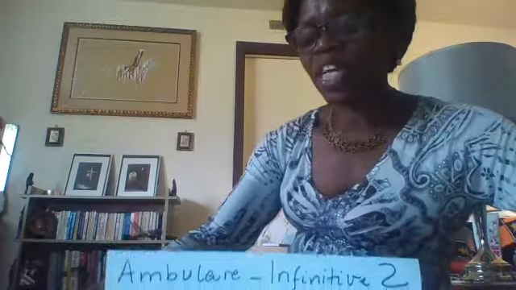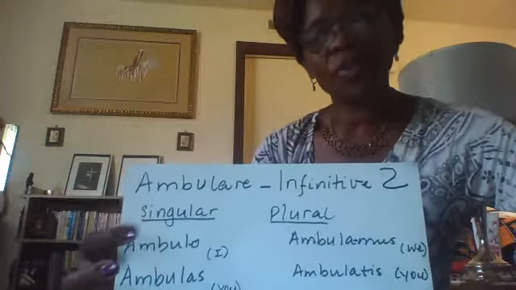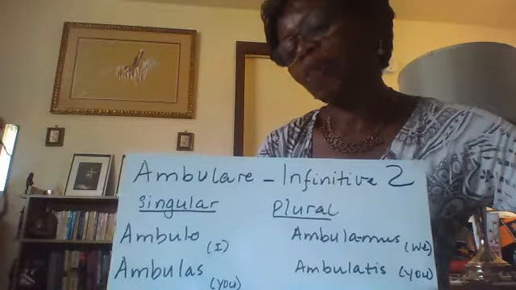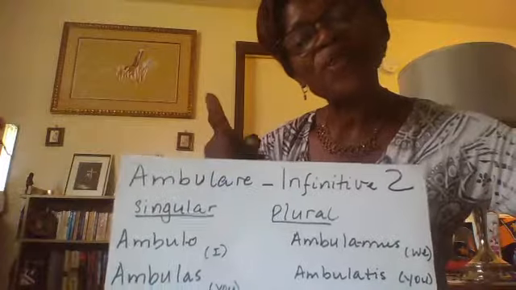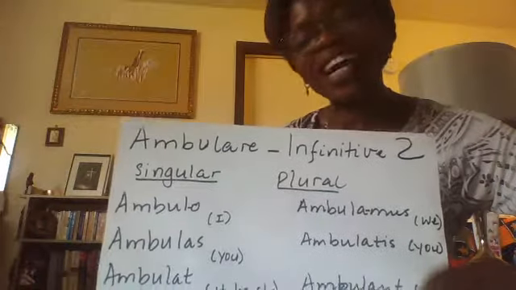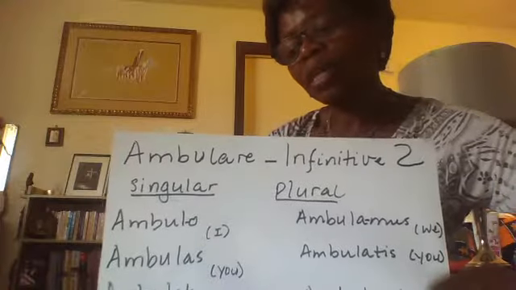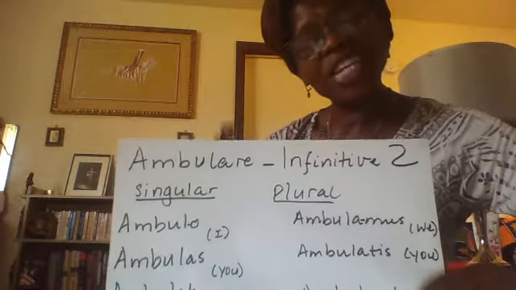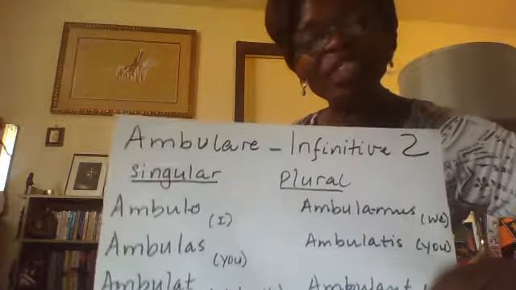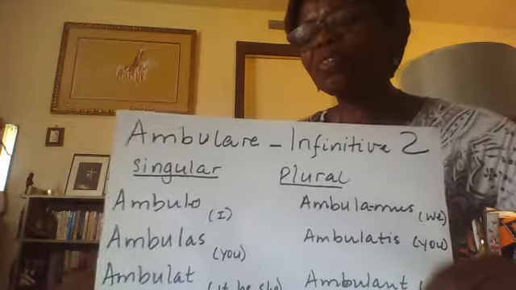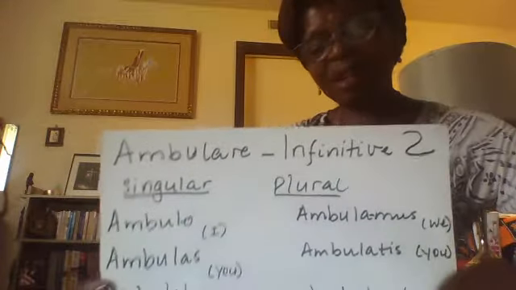Now, here we have the singular form of the verb. Ambulo, it ends with an O. If you are walking, ambulas, you are walking. And if he is walking, and if she is walking, we say ambulat.